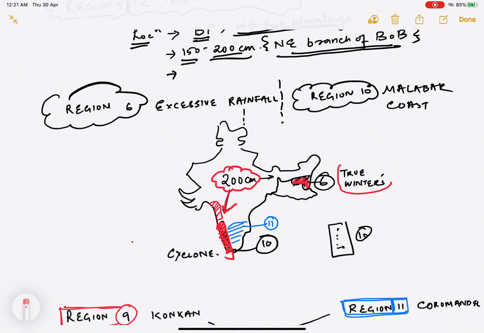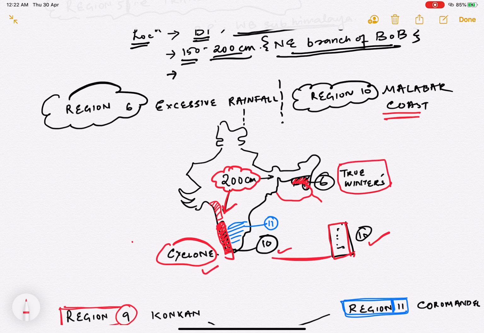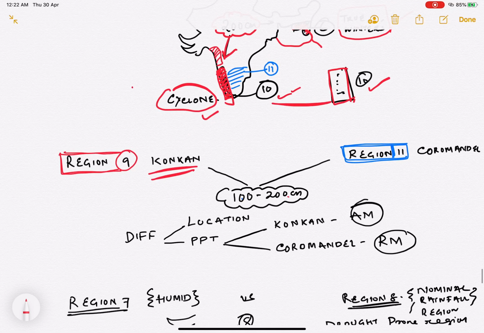What is the difference? First of all, location wise, remember that region 6 is continental. Because over here we have your Bangladesh, hence it is not located in the maritime boundary, it's completely and truly continental. Whereas you can see that region 10, that is your Malabar coast, is maritime, it's located near to the coast. Similar goes for your island, they are also in between the oceans. Hence region 10 is subjected to cyclone, whereas in the region 6 there is rarely any cyclone. However, the winters over there are solid, hence we find true winters in the region 6, but such condition is absent in region 10.